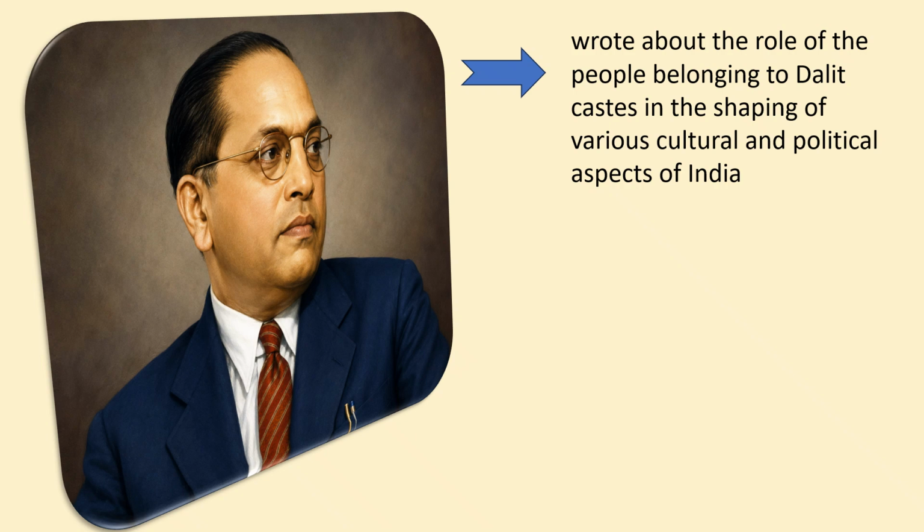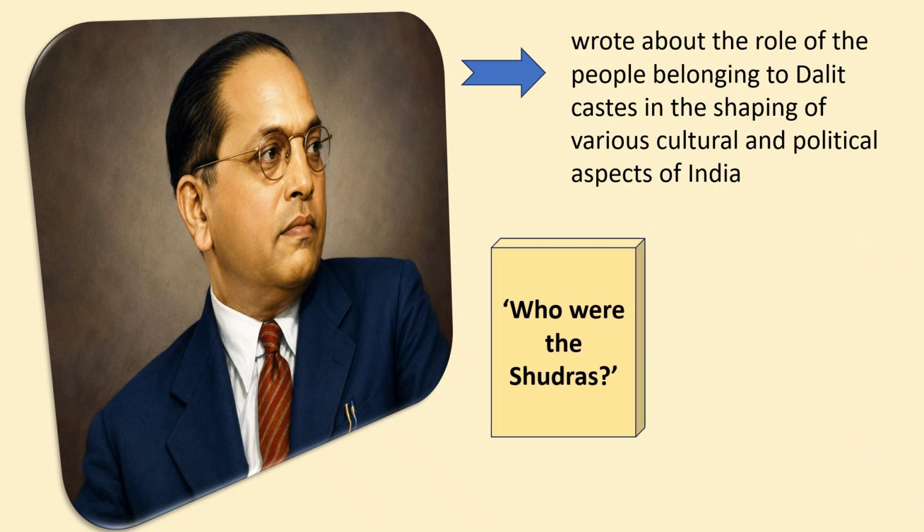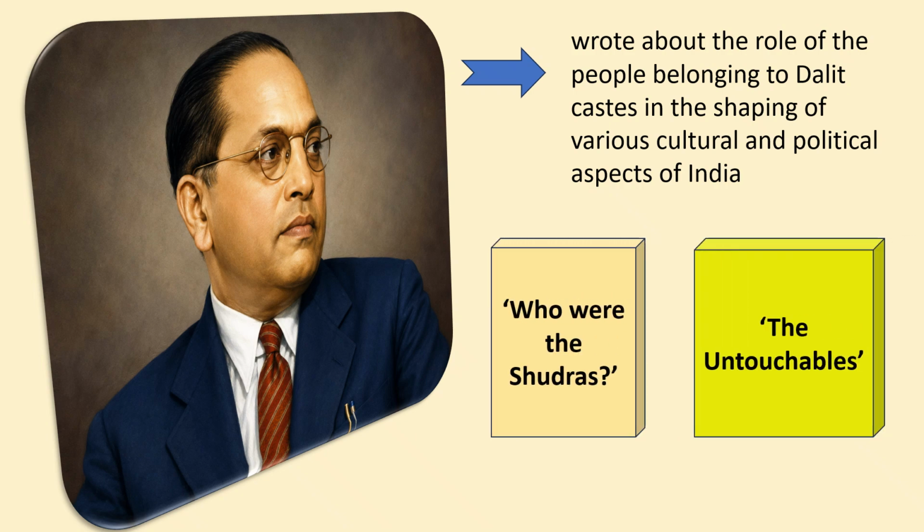The role of the people belonging to Dalit caste is very significant in the shaping of various cultural and political aspects of India. However, their role was not duly acknowledged in the colonial and nationalistic historiography. Dr. Babasaheb Ambedkar kept focusing on this fact consistently and wrote about it. Two of his books, Who Were the Shudras and The Untouchables, may be cited as examples of history of the subaltern type.